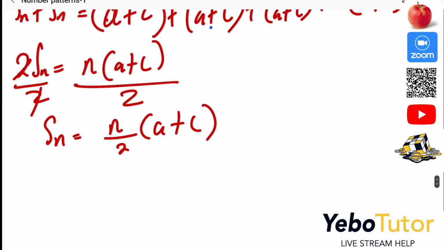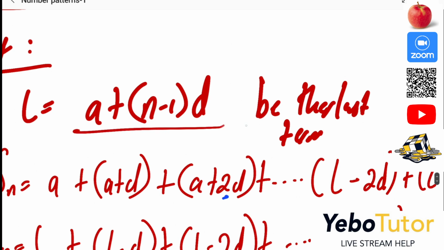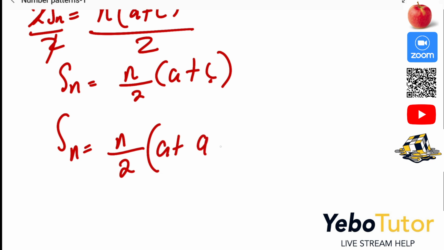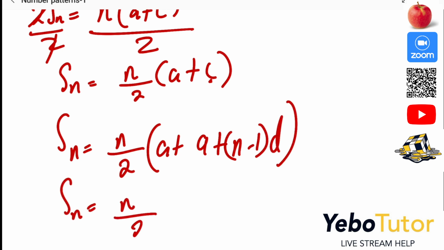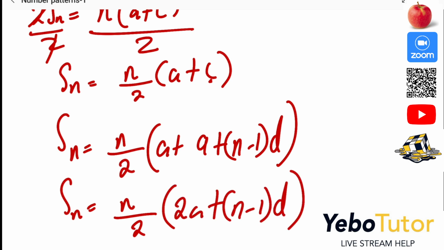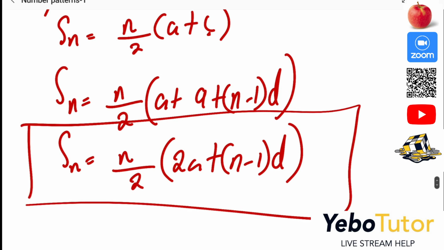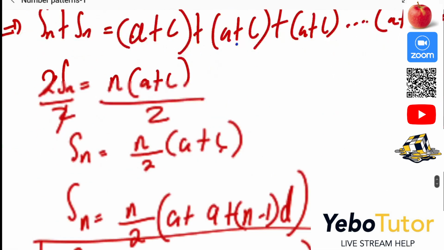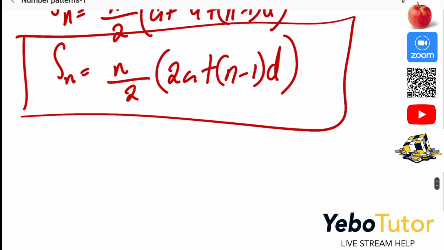But initially we say that our last term is equal to A plus N minus 1 times D. So Sn will be equal to N over 2 multiplied by A plus A plus N minus 1 times D, from the previous one. Then your Sn will be equal to N over 2 multiplied by A plus A, that will be 2A, plus N minus 1 times D. After that, this will be your final proof. So you need to know how to prove this. It's easy. Your Sn is A plus A plus D plus A plus 2D and going forth. Now, this will be your sum of the terms which we have, and that will be the equation.